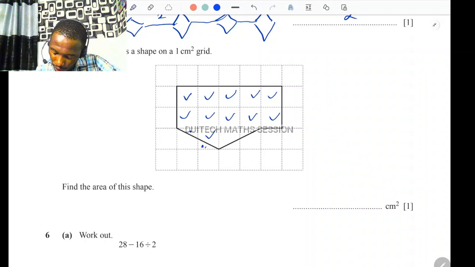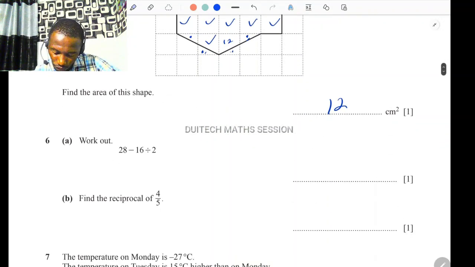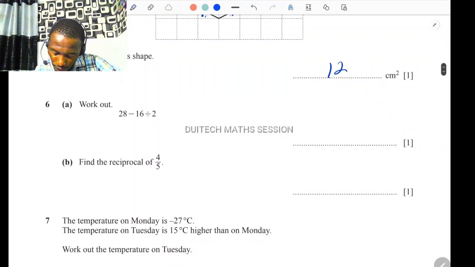This point here and this point here are the same. So we can use this one to complete this particular square, 12. So we have 12. Next question, question number 6 says work out 28 minus 16 divided by 2. So we're going to apply BODMAS here.